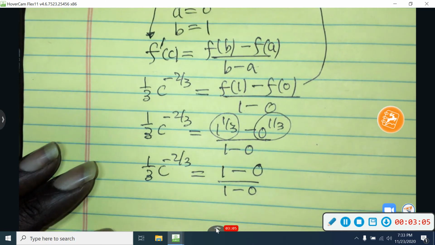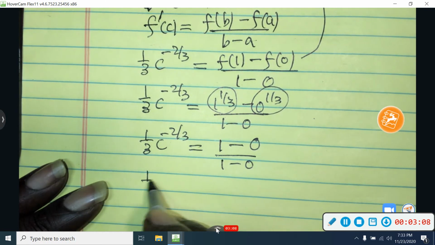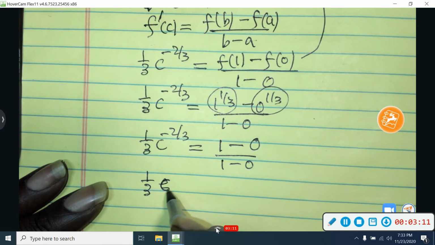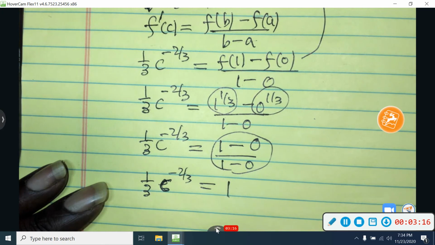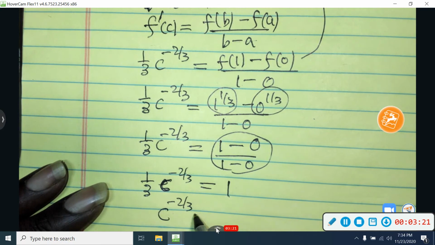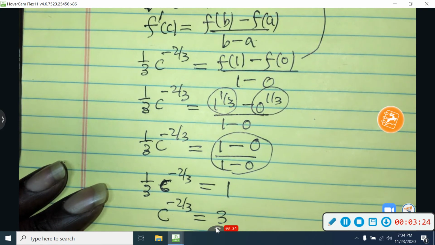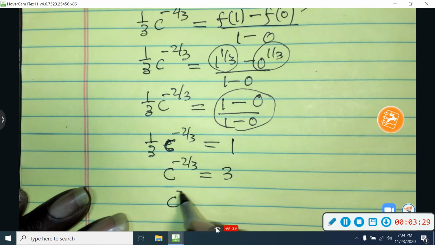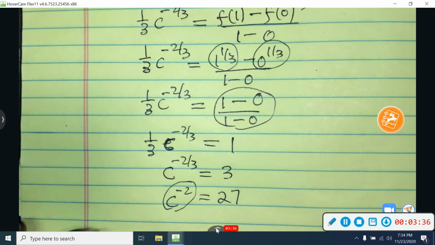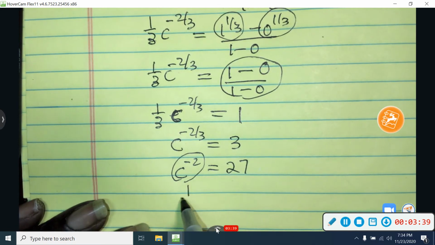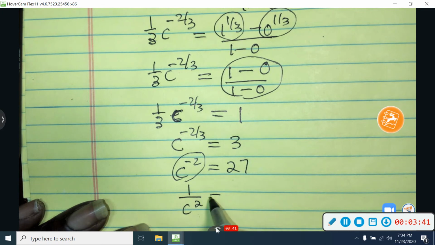Okay? Bringing it on down, 1/3 c to the minus 2/3. This side here is just the number 1. Multiply both sides by 3. You get c to the minus 2/3 is 3. Cube both sides, and you get c to the minus 2 is 27. Realize that c to the minus 2 is 1 over c squared. So 1 over c squared is 27.